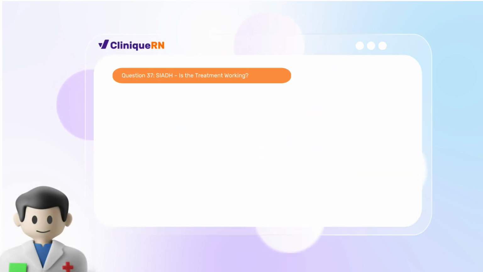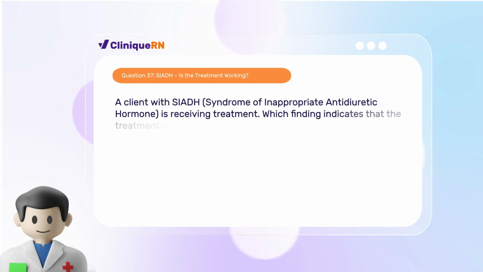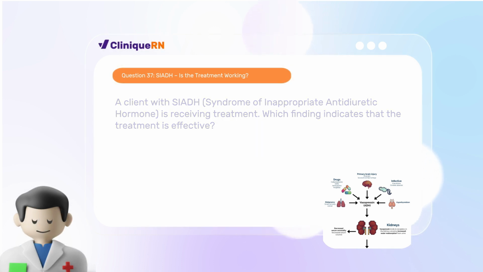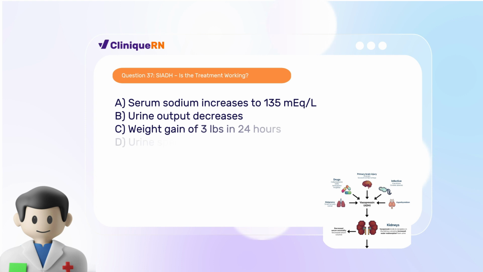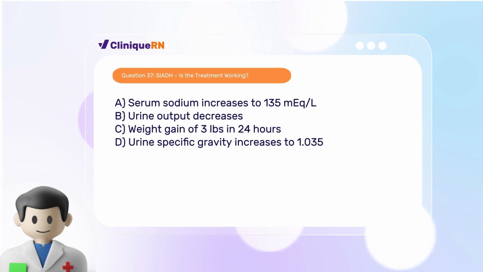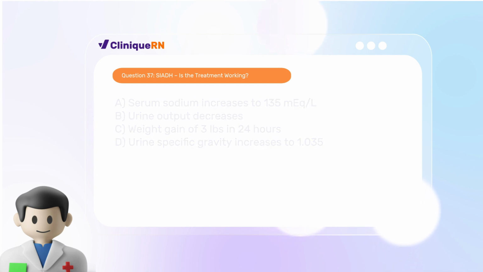Question 37. SIADH. Is the treatment working? A client with SIADH, syndrome of inappropriate antidiuretic hormone, is receiving treatment. Which finding indicates that the treatment is effective? A. Serum sodium increases to 135 milliequivalents per litre. B. Urine output decreases. C. Weight gain of 3 pounds in 24 hours. D. Urine-specific gravity increases to 1.035.